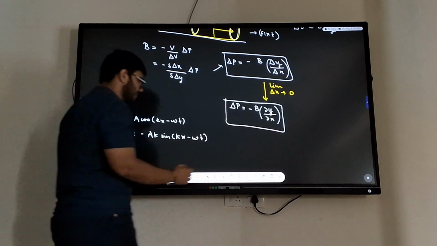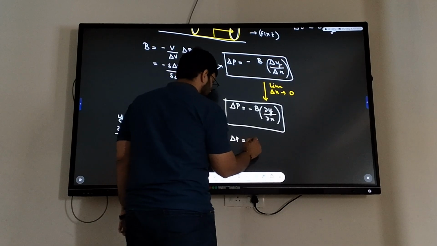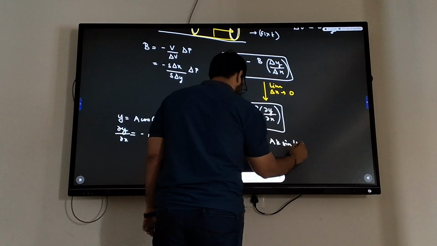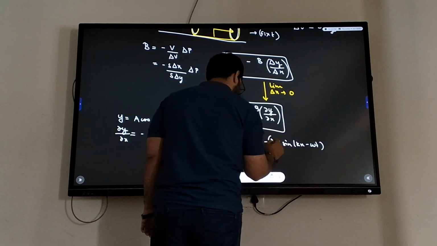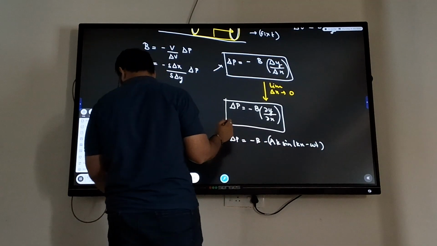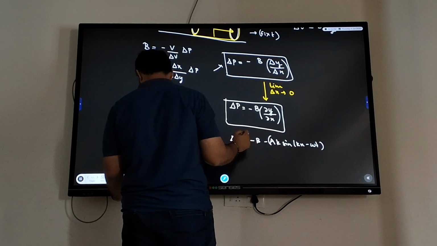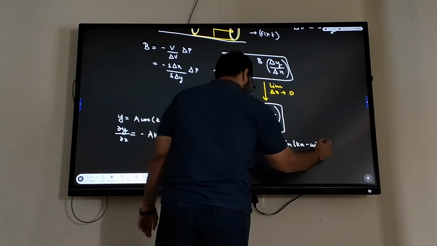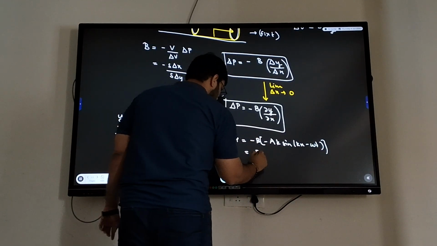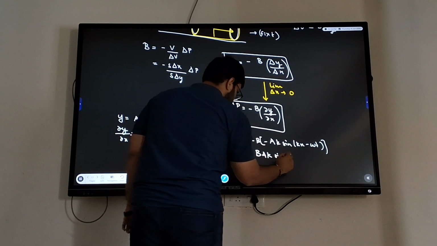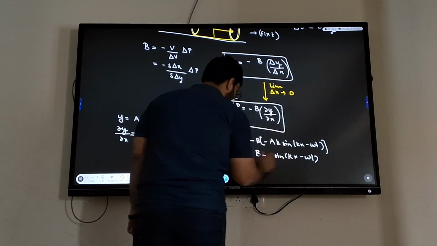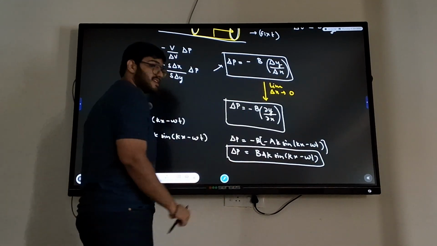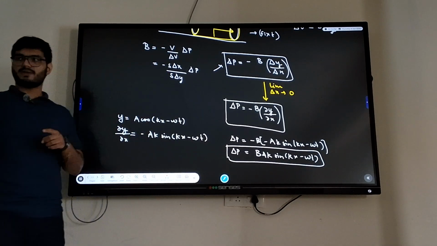Then what is delta P? Minus B into minus A k sin, then it should be something like this. Then I can write B A k sin kx minus omega t. And now look at this. What does this delta P represent, by the way? That's the variation of pressure in the medium.